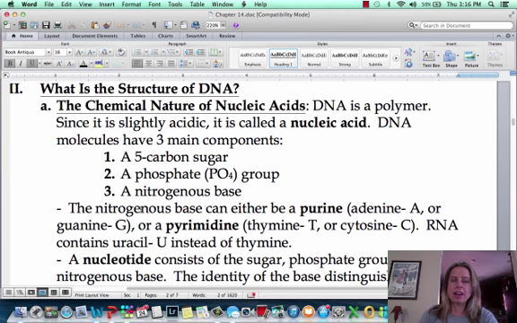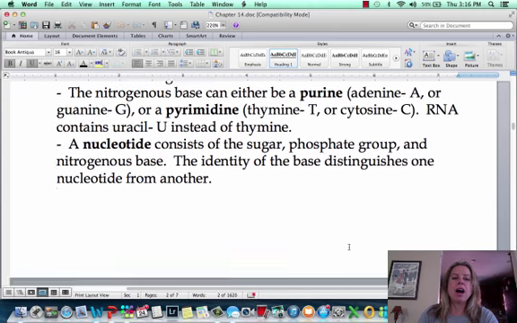The nitrogenous base that was over to the right in that picture can either be what's called a purine or a pyrimidine. Purines can either be adenine or guanine, and we're just going to call them A and G. Pyrimidines can be thymine, cytosine, or uracil. Uracil is something we only find in RNA, and thymine is something we only find in DNA. So those will come up again a little bit later.